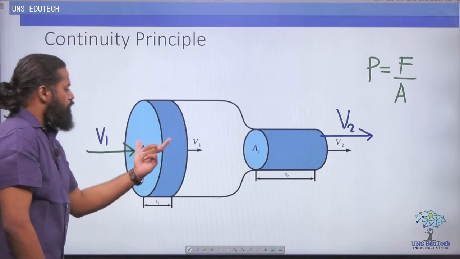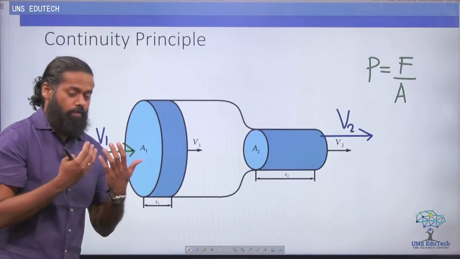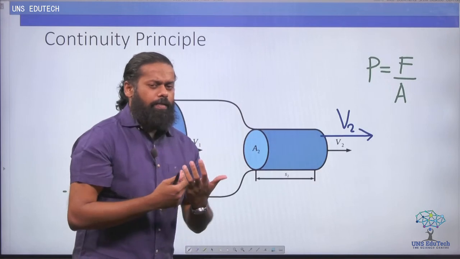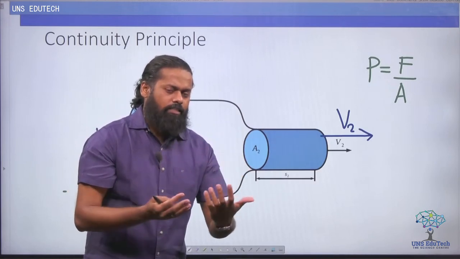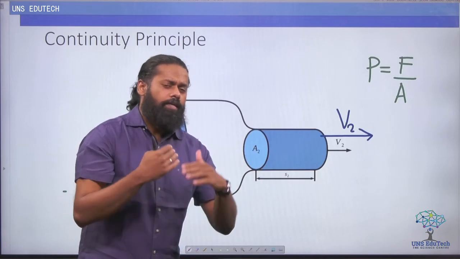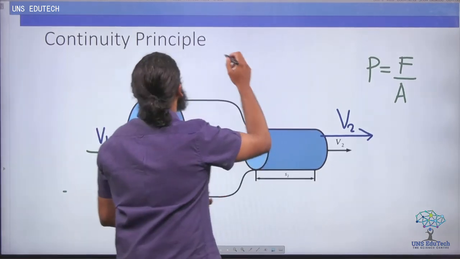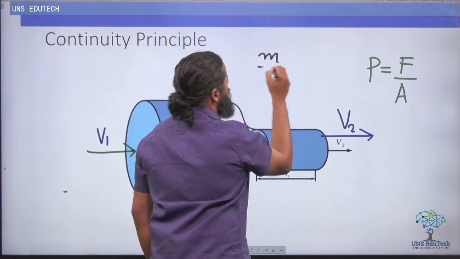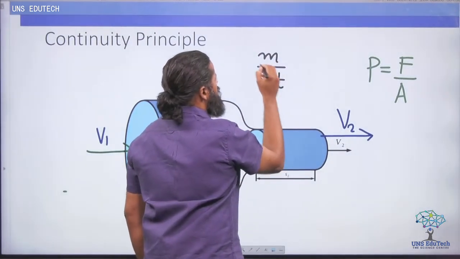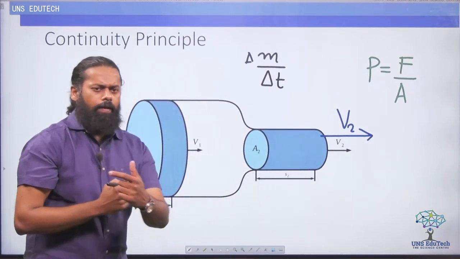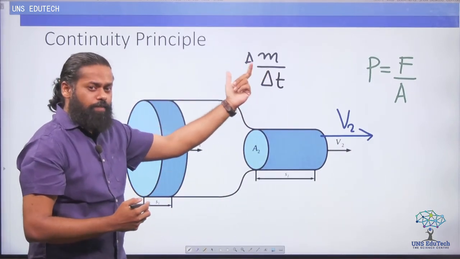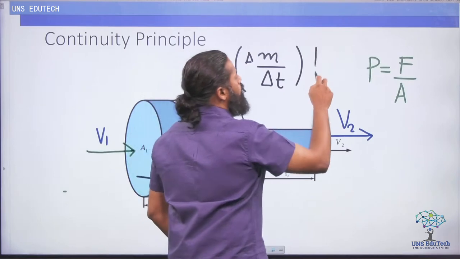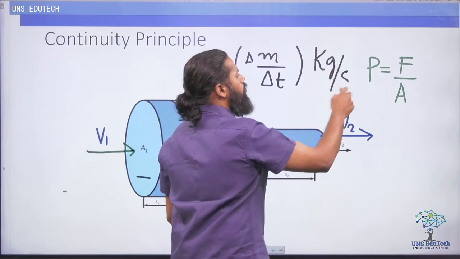Here, we are trying to find out the volume flow rate. Before going to volume flow rate, you have to understand what is mass flow rate. Any rate in physics, by default, means with respect to time, so the denominator will be time. If you take delta m divided by delta t, that quantity is called rate of change of mass. Rate of change of mass means dm by dt, and the SI unit is kilogram per second.